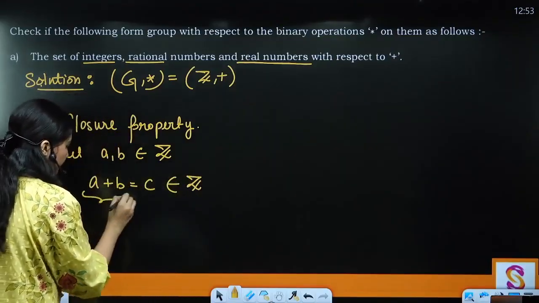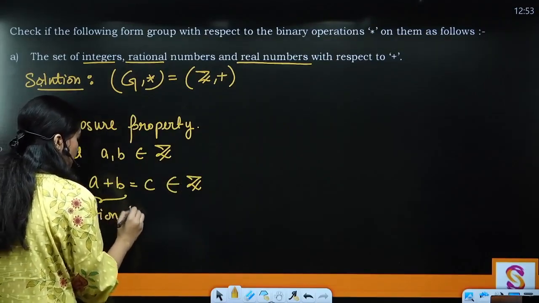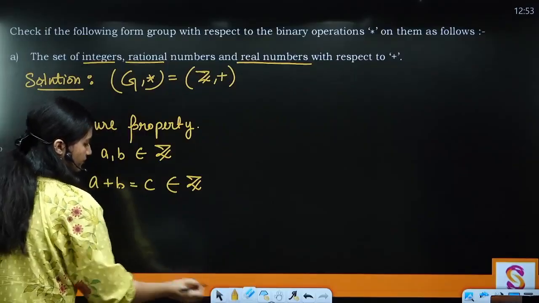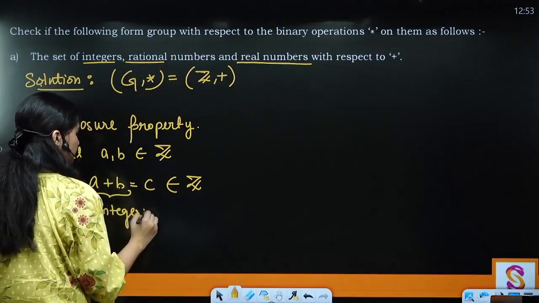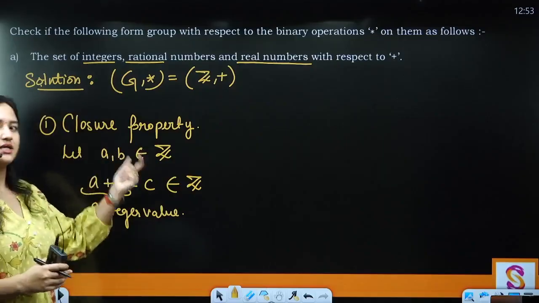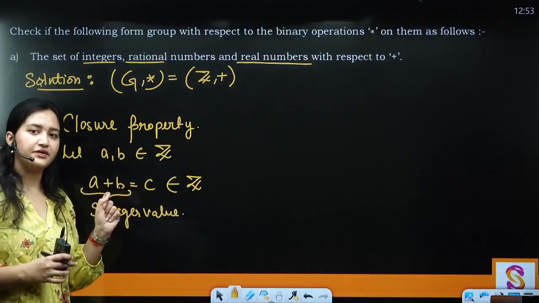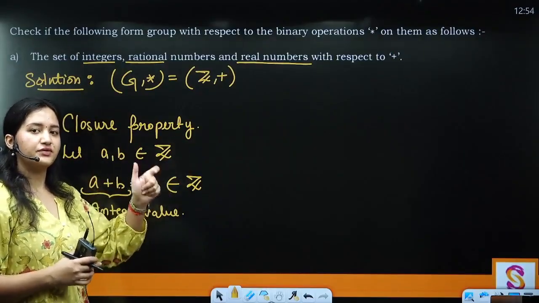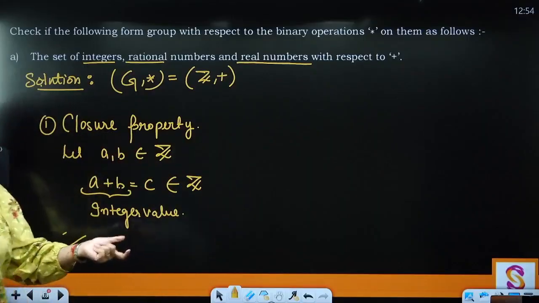Why? Because the addition of integer values, right? When you add any two integers, the result is always going to be an integer only. The problem with natural numbers was when we were using the negative sign, that means subtraction, we were getting negative numbers which were not part of the set. So that problem is not going to be here.